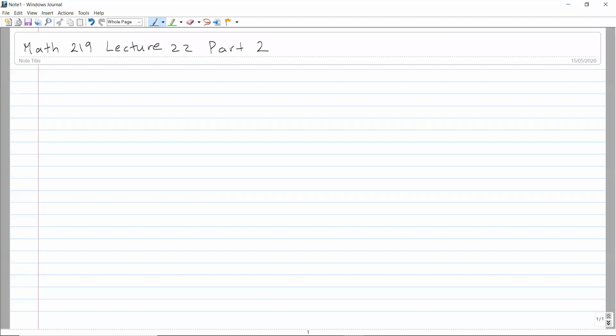Now we continue with the second part of lecture 22, how to use Laplace transform to solve initial value problems. Okay, so I'm going to do examples.